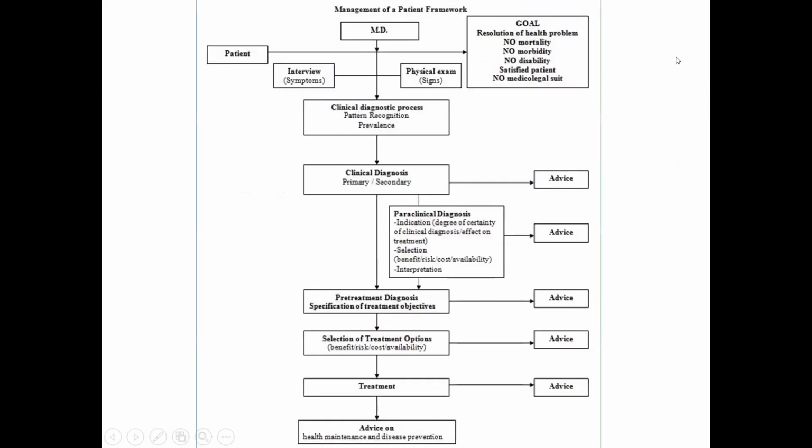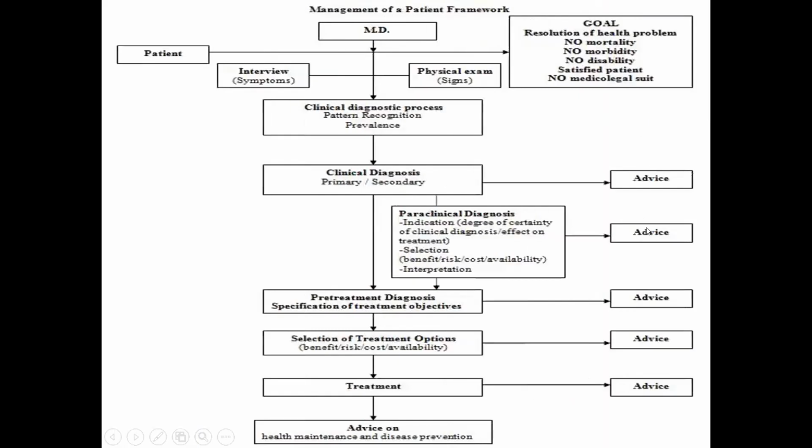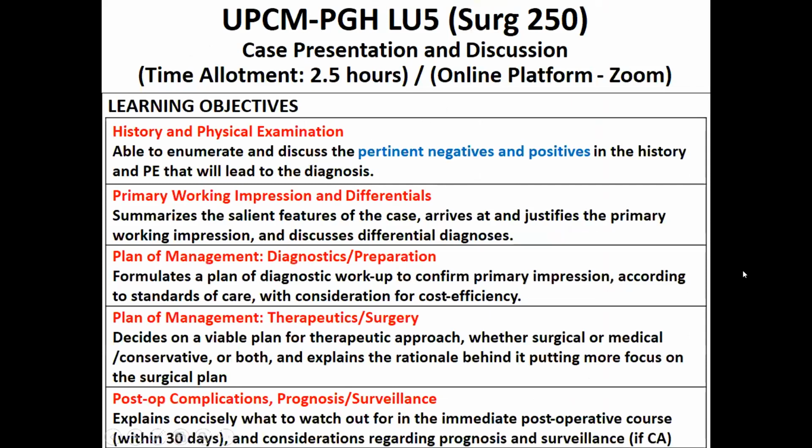So this is the patient management process. Just take a quick look. We will go back to this later on. Just an enlargement of the first one. So you'll be taking focus, history, and physical examination, pertinent negatives and positives. That will lead to the diagnosis. Then you come out with the primary working impression, and differentials.